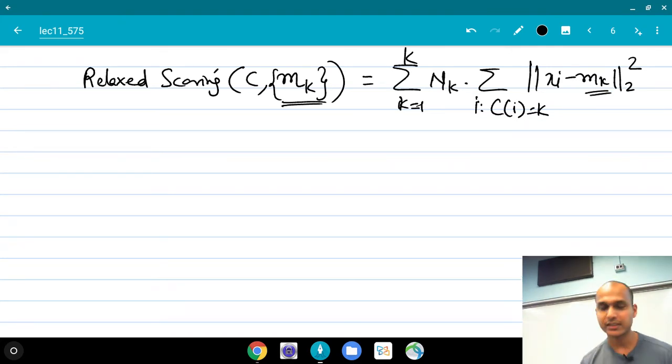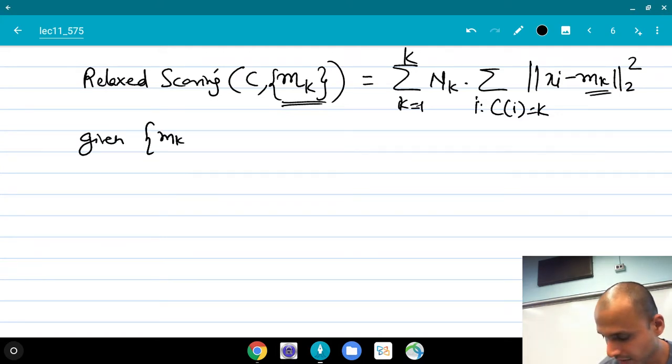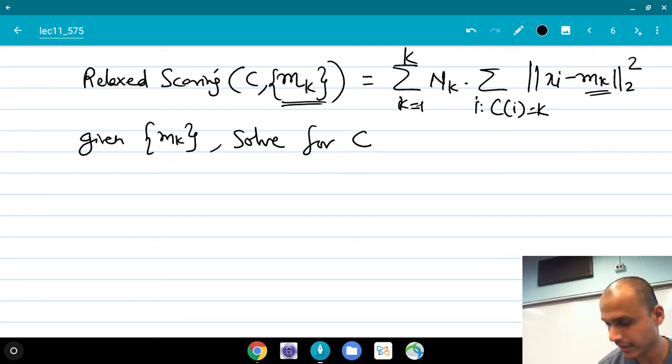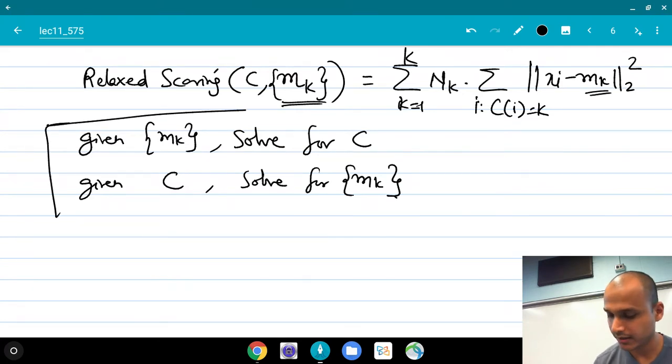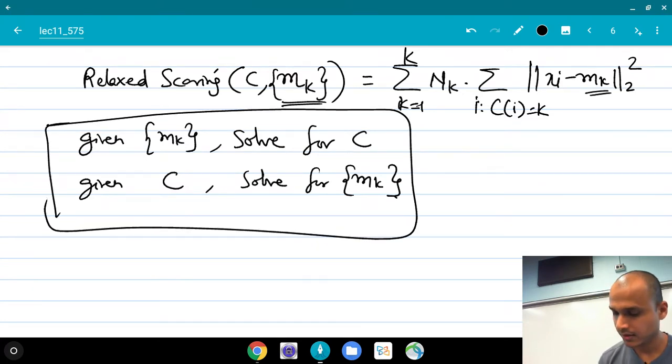So I just slightly changed it. Instead of x bar k, I call it mk, because I now want to make them variables. Previously, x bar k is completely determined once you give the cluster assignment, right? Here it's a variable, and the way I'm going to do this is the following. First, given mk, solve for c, and then given c, solve for mk. This is my core idea.